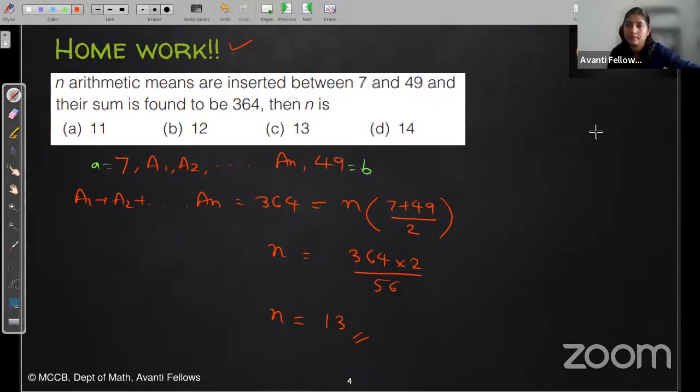So this was the homework question. The answer is n is equal to 13. If you have solved it, please cross verify. If this is clear to you all, then we'll move on to the next one.